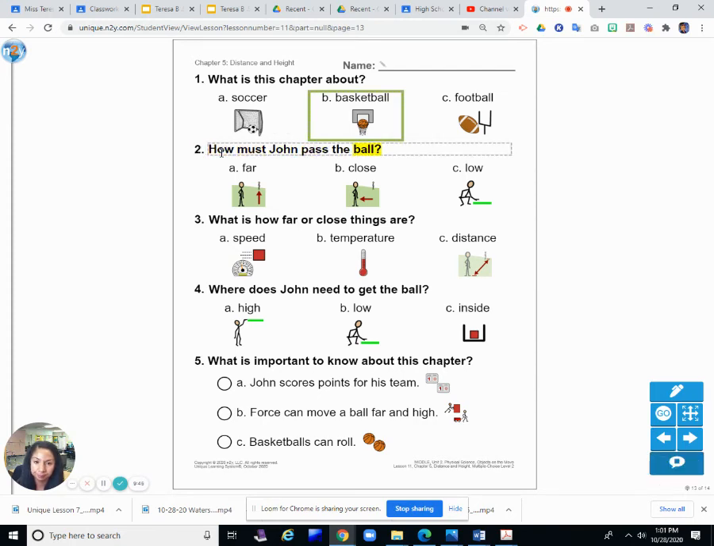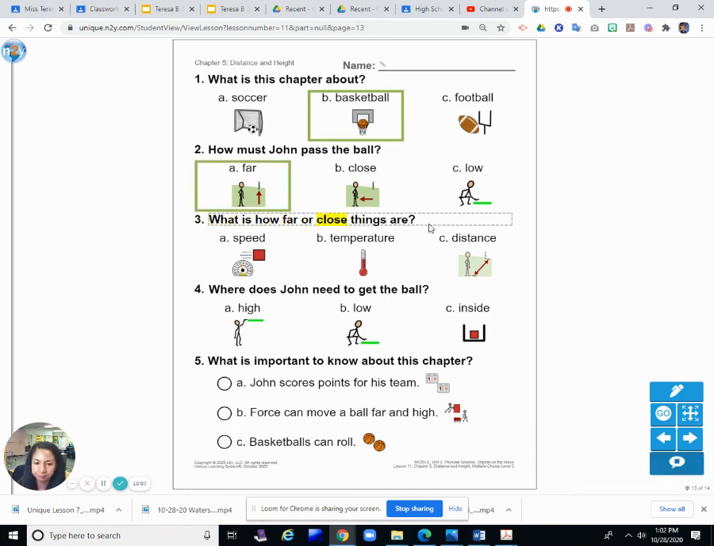Okay, how about number 2? How must John pass the ball? A, far, B, close, or C, low? Would he pass it far? Far. Yes, far. He passes the ball far. His brother Calvin was far away from him.